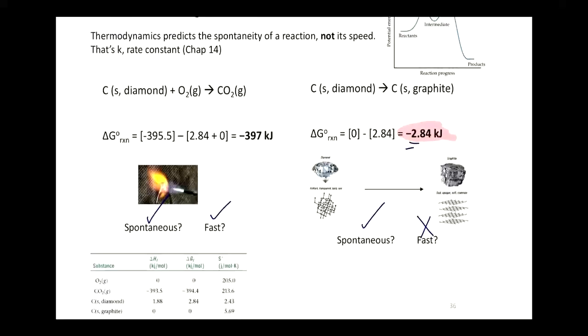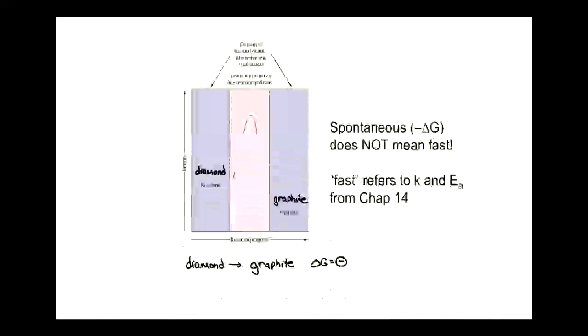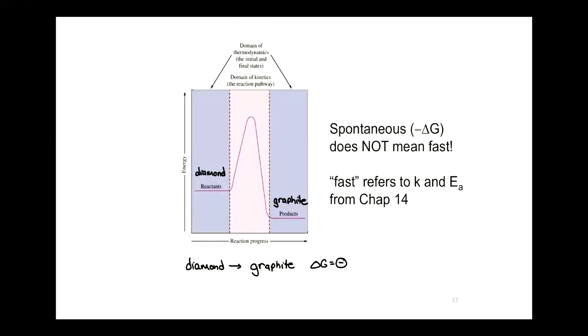That graphite is actually much more stable. Again, spontaneous just means that delta G is negative. So here's an example, diamond to graphite. This process is overall spontaneous because we're going to a lower, more stable energy state. Delta G is negative, but because of the activation energy it requires to go from diamond to graphite, this process is actually very, very, very slow.